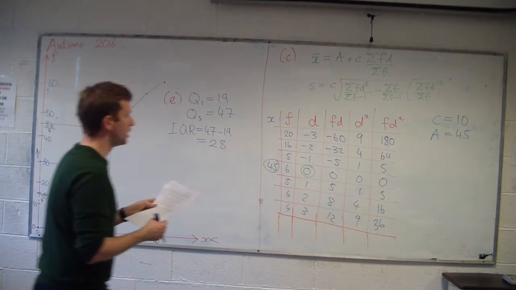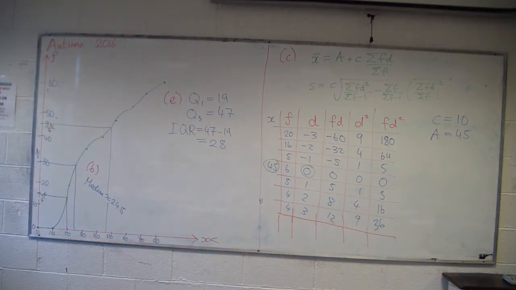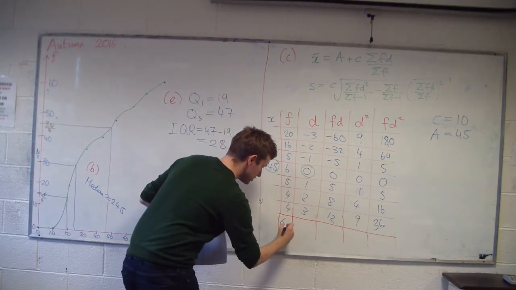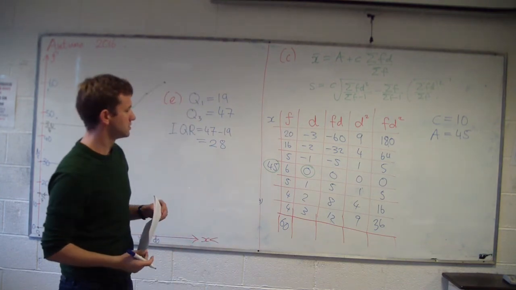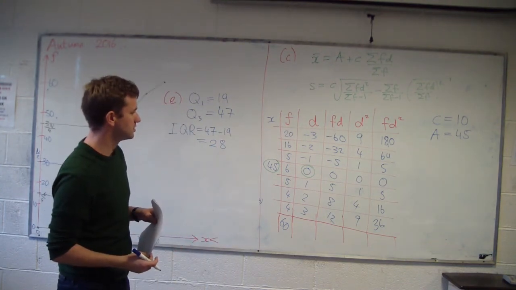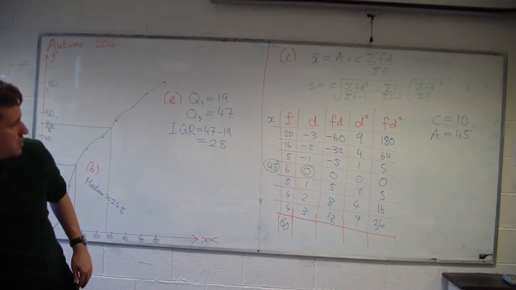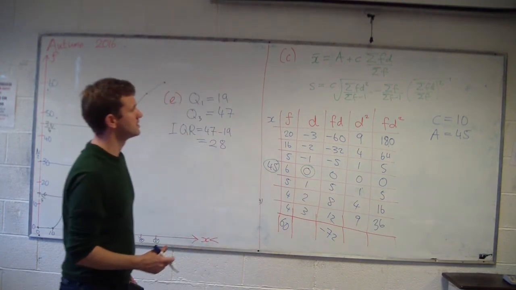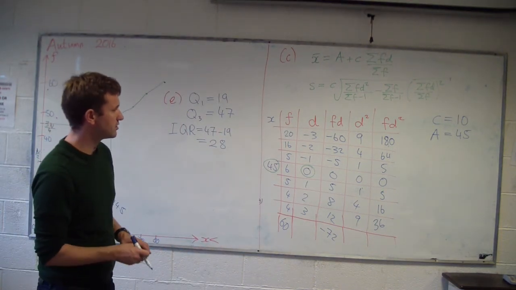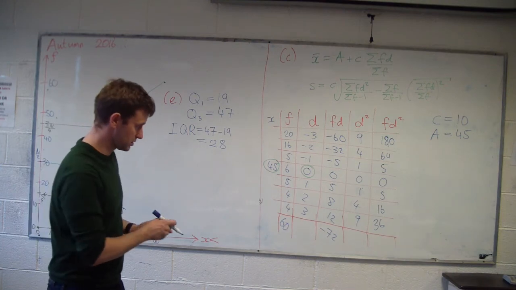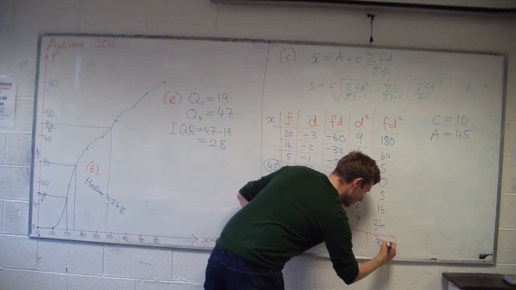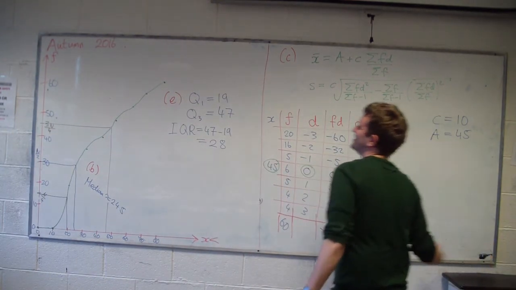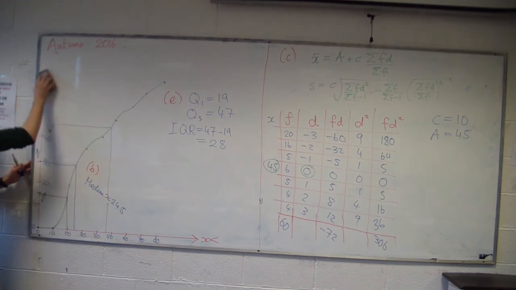Do we have to add up F? Yeah, 60. Do we have to add up D? No. F by D? Yeah, minus 72. Do we have to add up D squared? No, I have to add up FD squared. 306. This is great. You trust them though? I do. Trust them more than I trust myself, so I don't like the calculator.